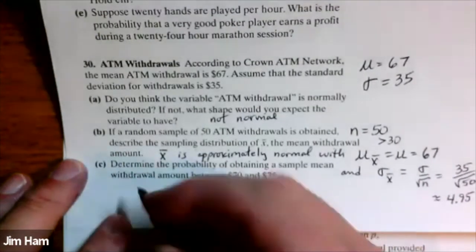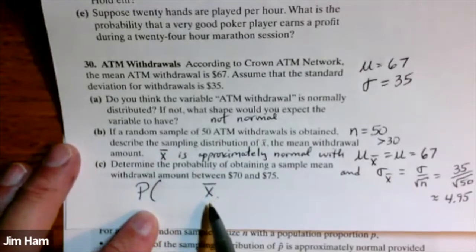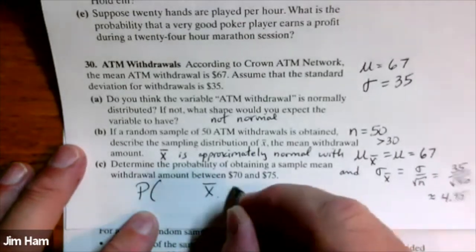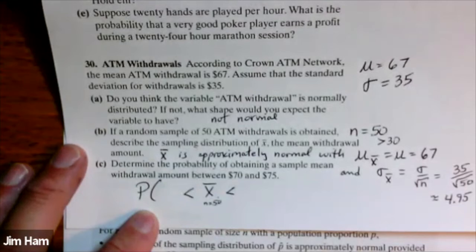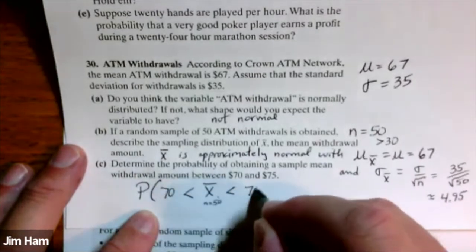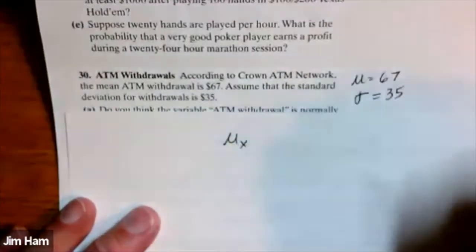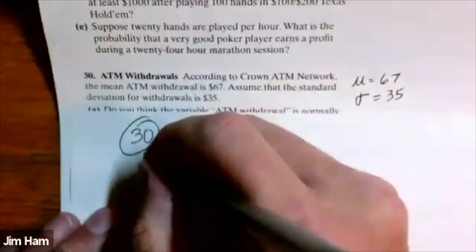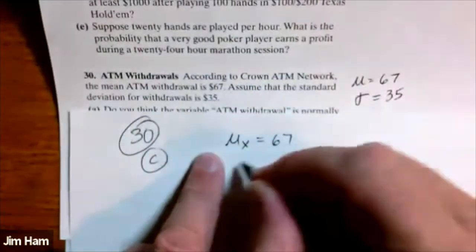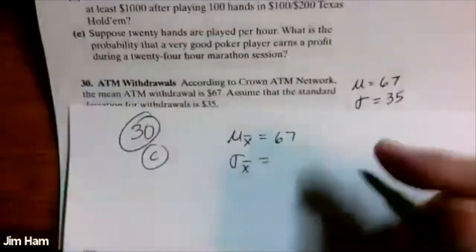And then C is to determine the probability of obtaining a sample mean amount between 70 and 75. So what's the probability that, again, our probabilities will be written in terms of X bar in this section as opposed to just a single data value X, n is equal to 50, between 70 and 75. So there's the application. If we know the mean of the sample means, this is part C, is equal to 67, and the standard error of the mean is 4.95.